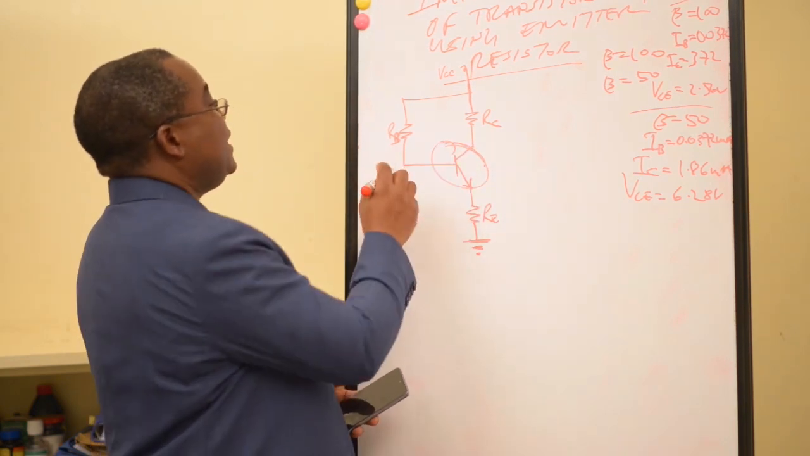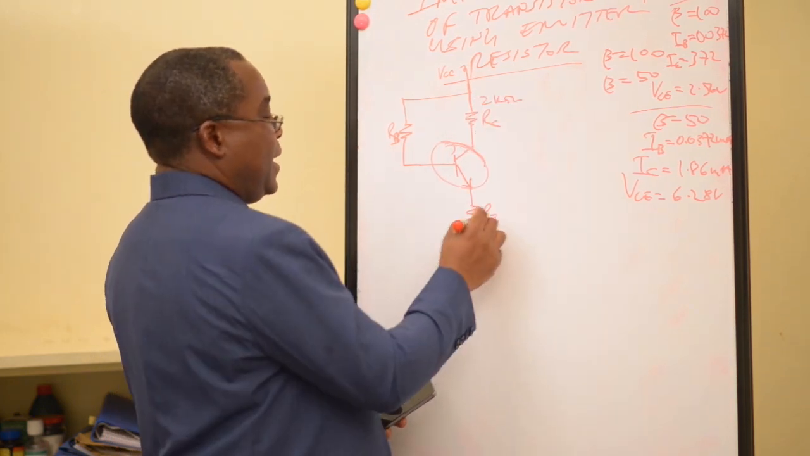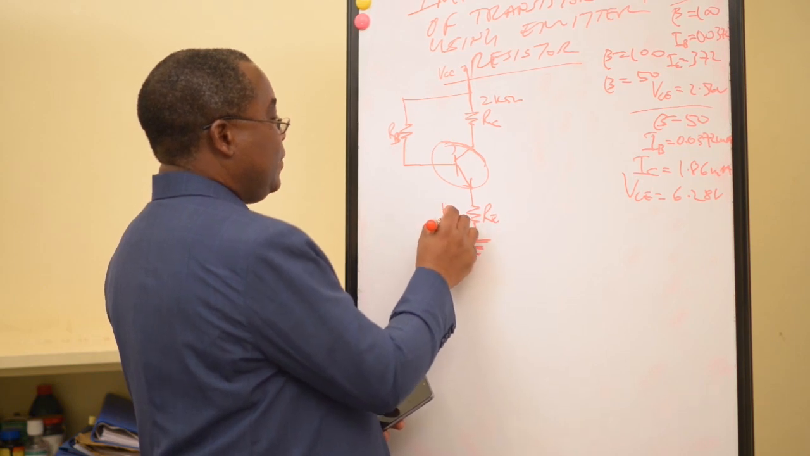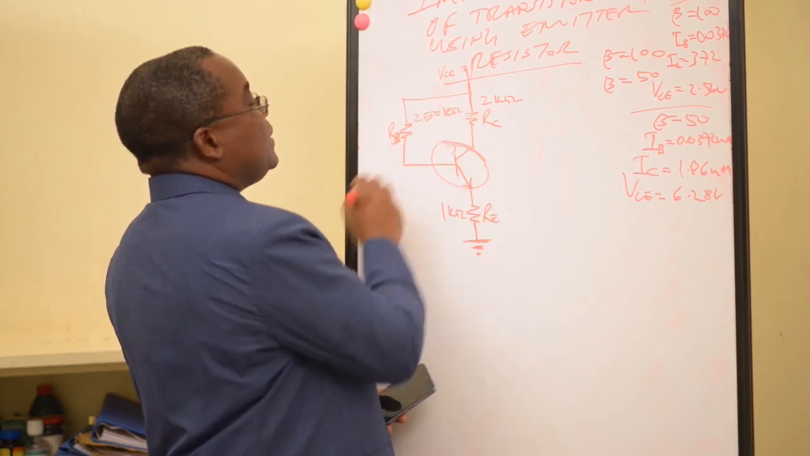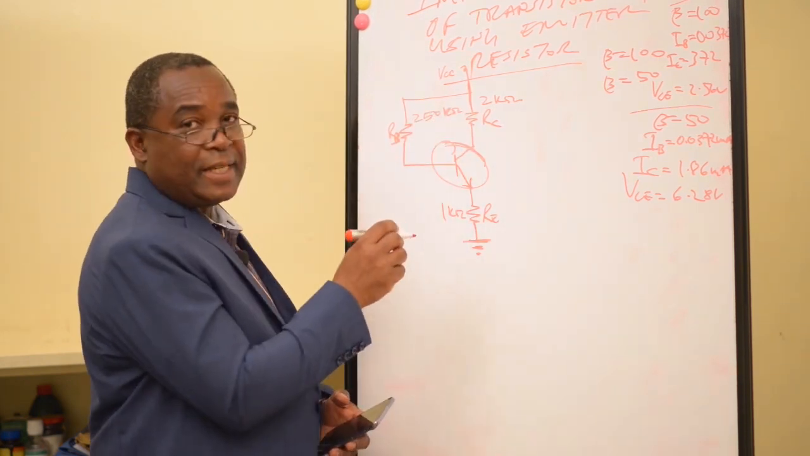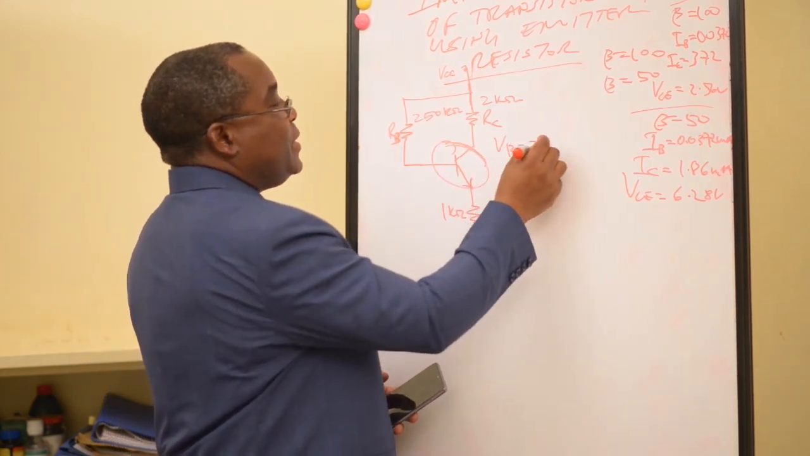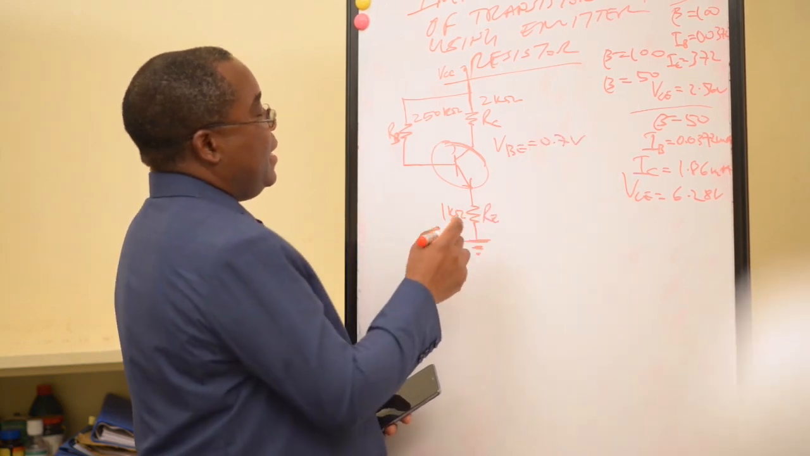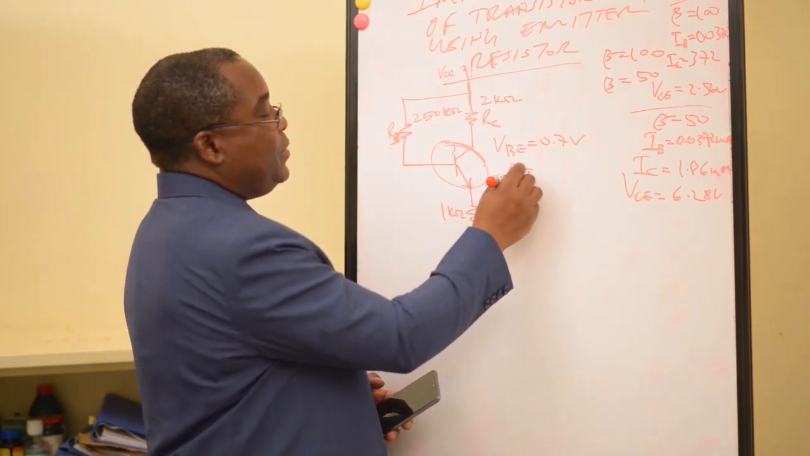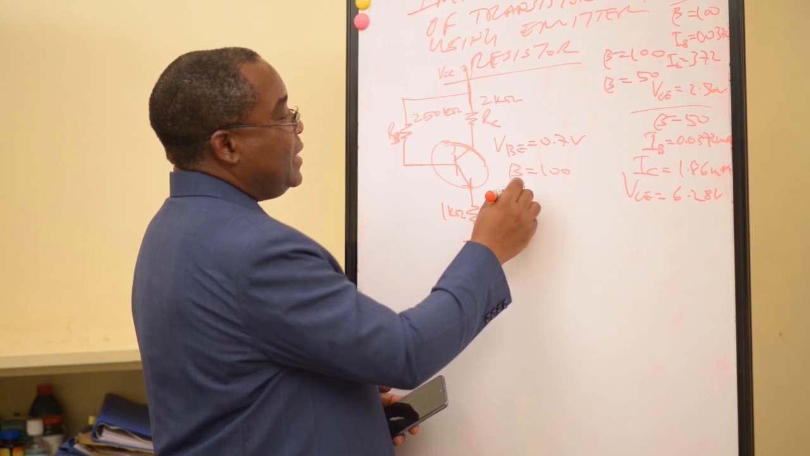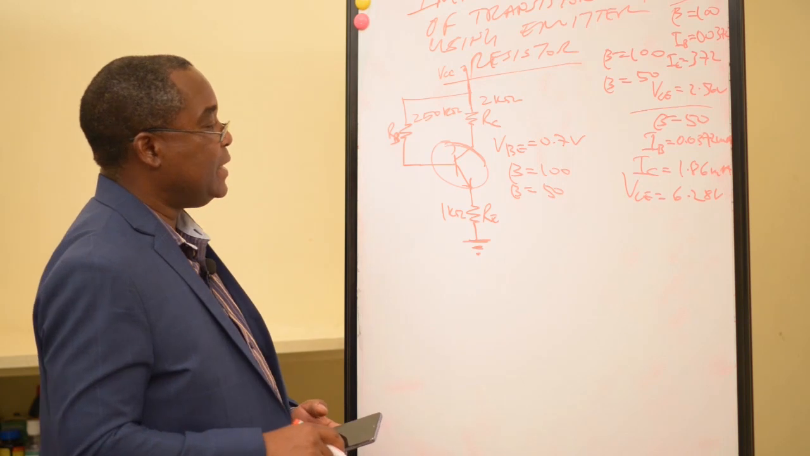So let's put the values. Our RC here is 2 kilo ohms. Our RE here is 1 kilo ohm. Our RB here is 250 kilo ohms. Since it's a silicon transistor, the VBE, base emitter voltage, is 0.7 volts. And also we'll go the same way as the previous one. We'll use beta 100, and again we'll use beta at 50. Then we'll keep the data and we'll have a table.